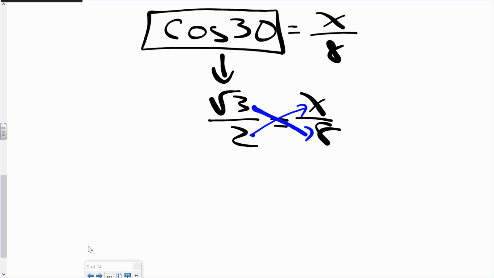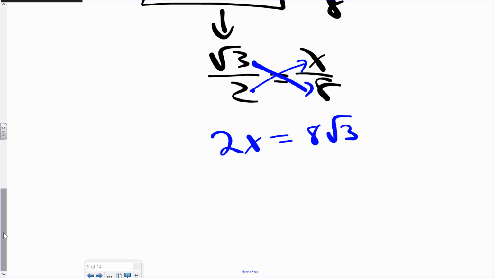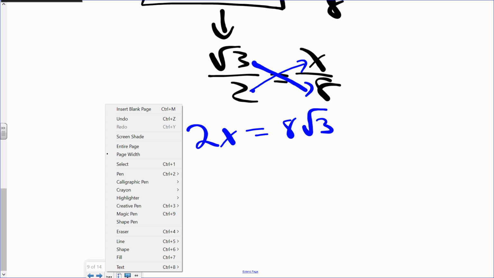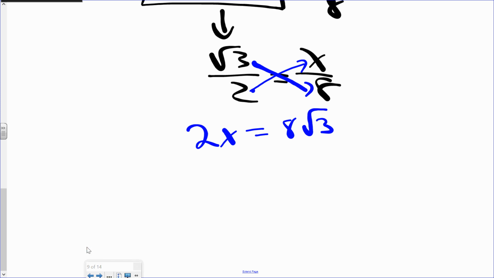What's 2 times x? Well, that's 2x. What's rad 3 times 8? Well, it's 8 rad 3. Right? 8 times rad 3 is 8 rad 3. Look at this easy equation now. I have 2x equals 8 rad 3. How should I get x by itself here? Divide by what? Watch this. Divide by 2.